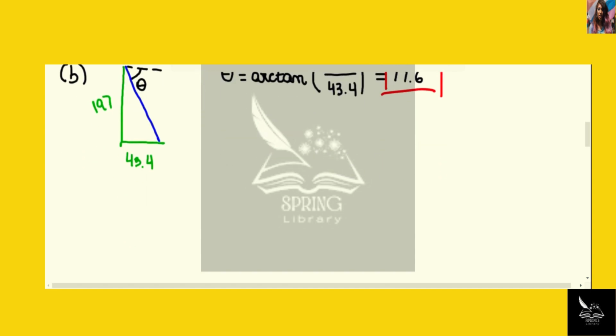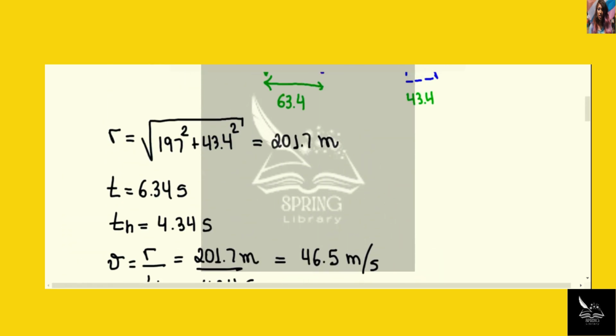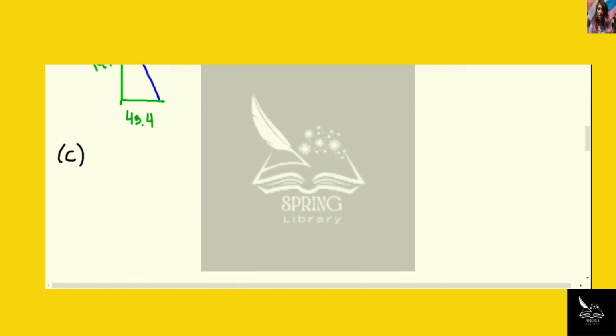In question C, we have to calculate how much time the rat spends freely falling. That we have already calculated in question A. That's just this t here. From question A, t is equal to 6.34 seconds. And this concludes the exercise.